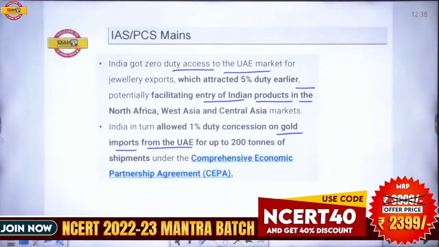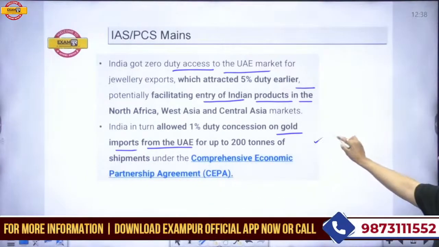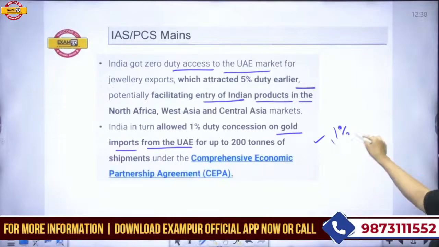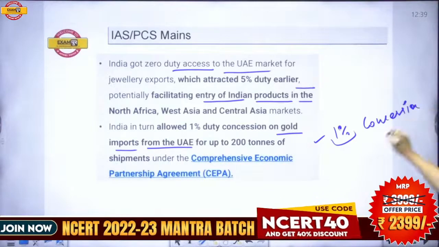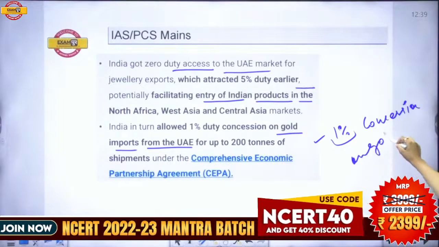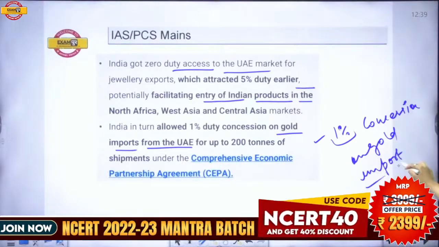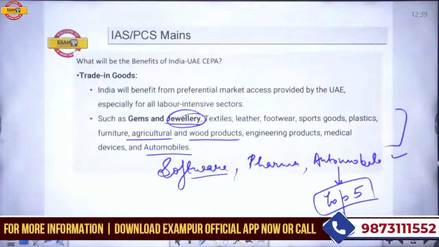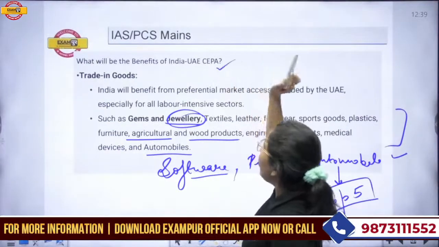Next is all about the zero duties, how it is going to help, and it is going to give the simpler basis and the special provisions and 1% concession on the products. 1% concession on the gold import. These kind of advantages we are getting out of the comprehensive economic partnership agreement.